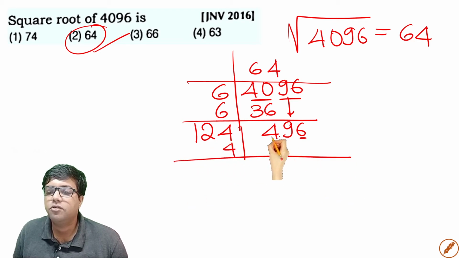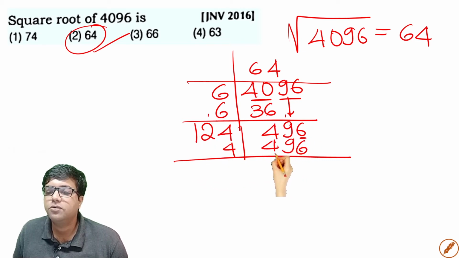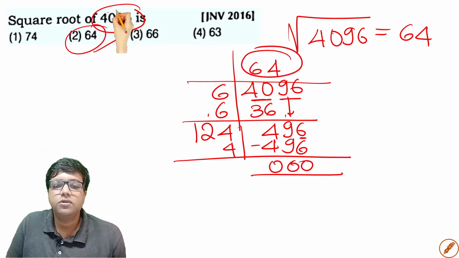What will we get? 4 4s is 16, carry over 1. 4 2s are 8, 8 plus 1 is 9. 4 1s is 4. So what will we get? If we subtract it, we get zeros. Therefore 64 is the square root of 4096.